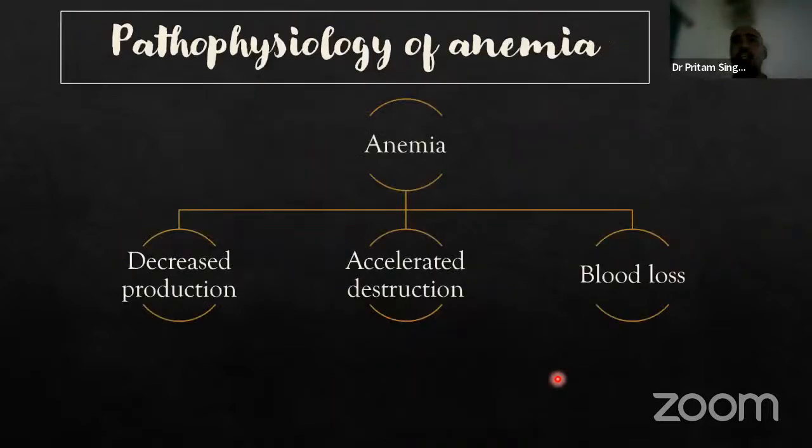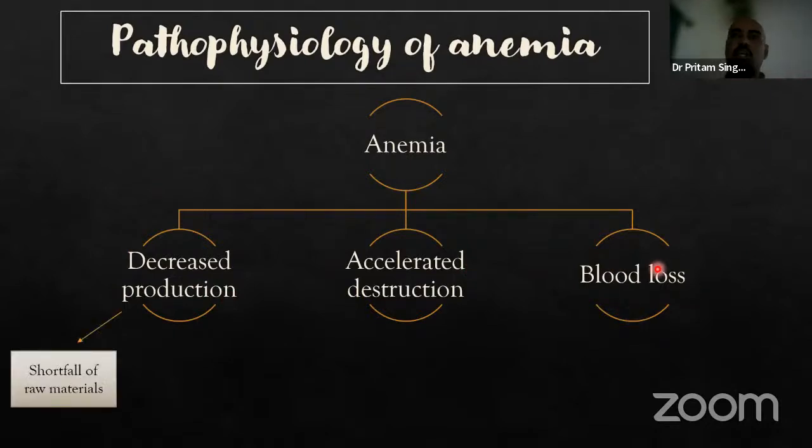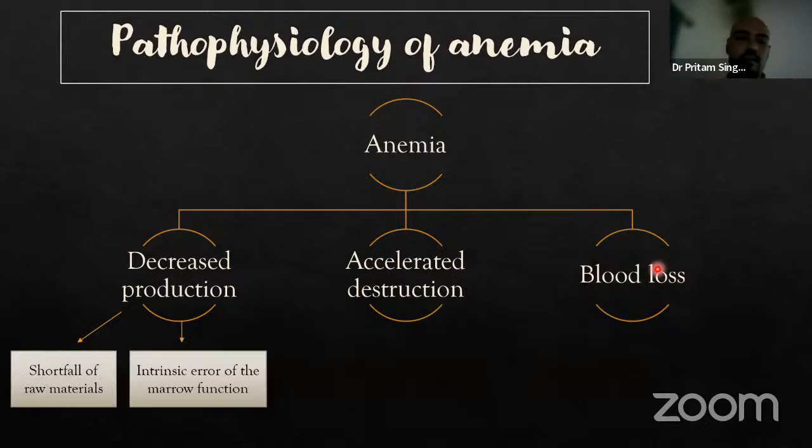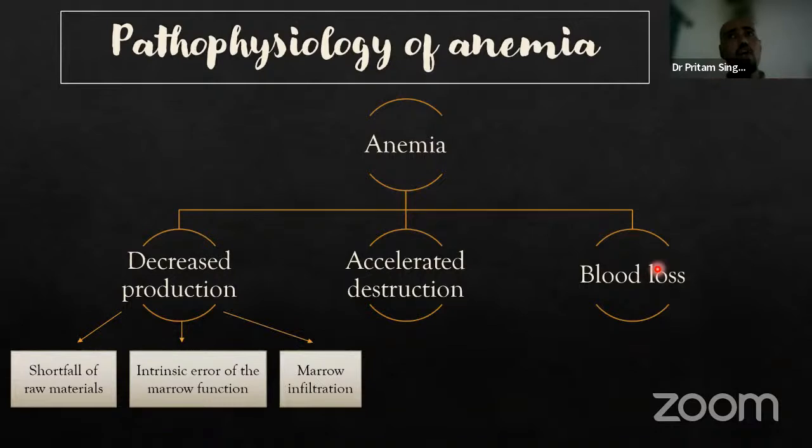A very basic understanding of the pathophysiology cannot be overemphasized, and I think all the residents already know that anemia could be because of a pathology involving decreased production, a process of accelerated destruction, or ongoing blood loss. Decreased production could be because of a shortfall of the raw materials required for hematopoiesis, like iron and the different vitamins. It could be some very intrinsic problem of the marrow per se, for example aplastic anemia, or it could be a normal marrow that is being infiltrated, like a malignant infiltration.